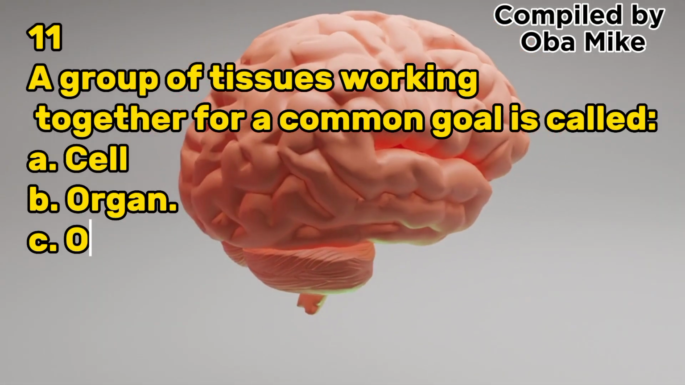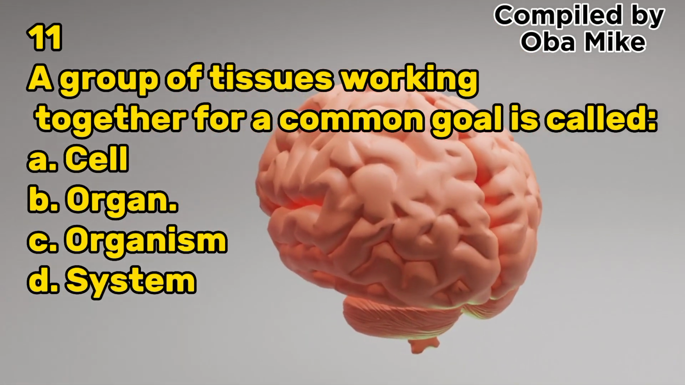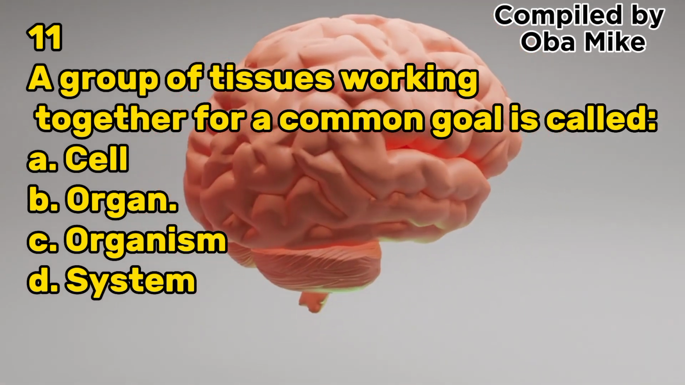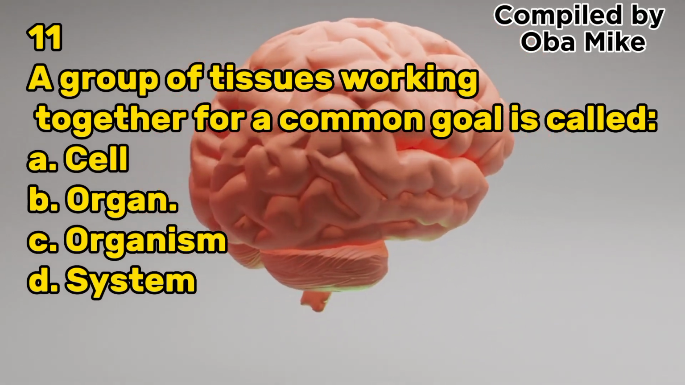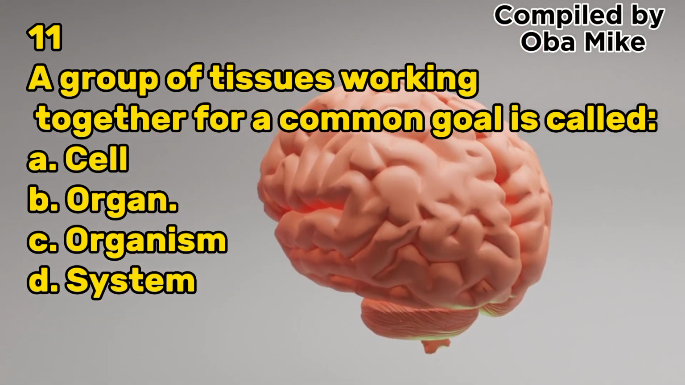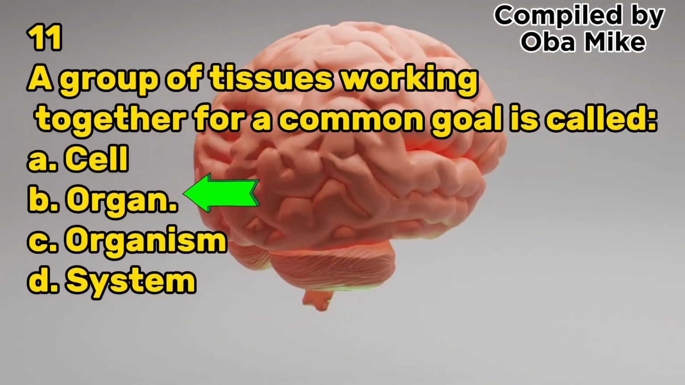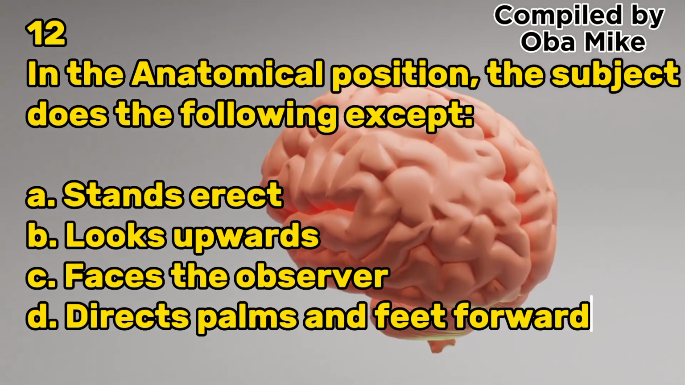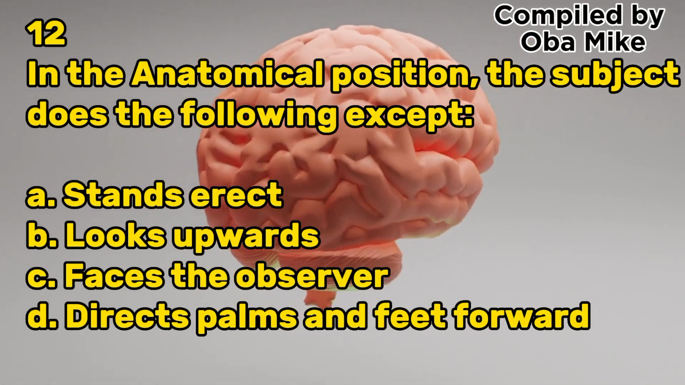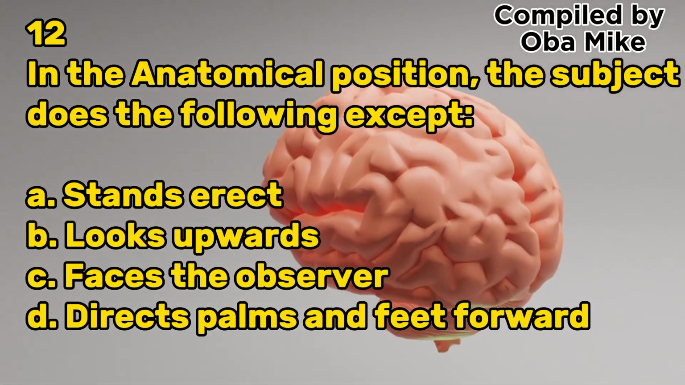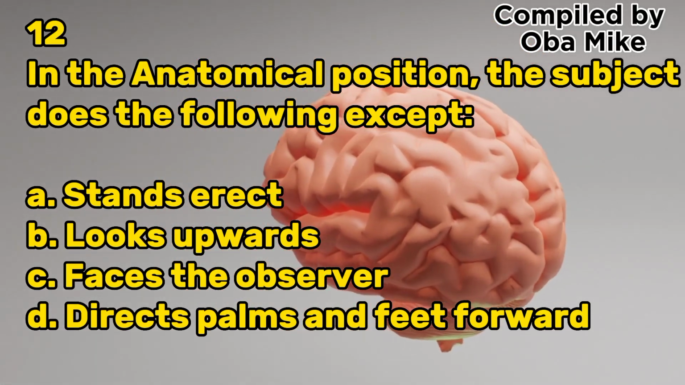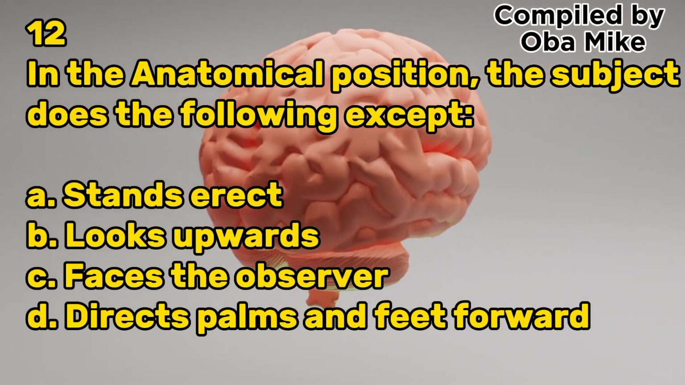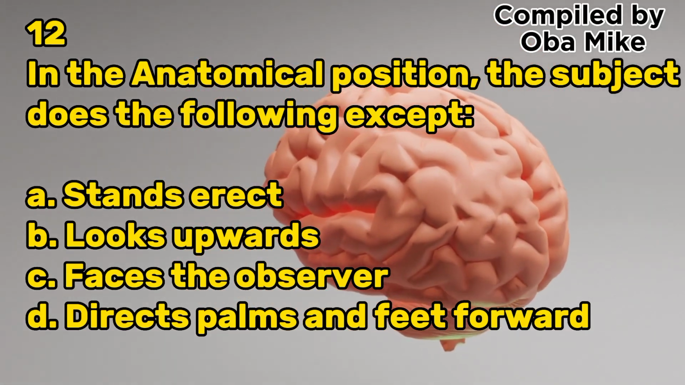11. A group of tissues working together for a common goal is called A. Cell, B. Organ, C. Organism, D. System. 12. In the anatomical position, the subject does the following except A. Stands erect, B. Looks upwards, C. Faces the observer, D. Directs palms and feet forward.